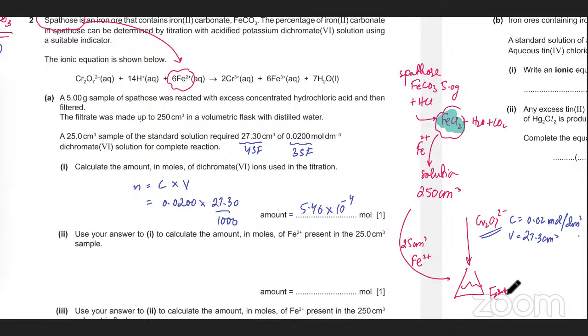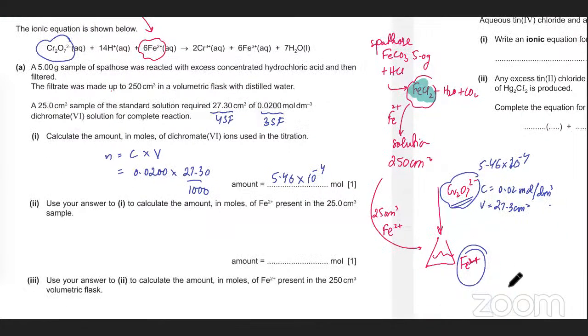Now you found the moles of dichromate(VI). We found the moles, and we are getting 5.46 times 10 to the power minus 4. Now he's asking us to find the moles of Fe2+ that are in the flask, and he's given us the equation. So Cr2O7 and Fe2+ have a ratio of 1:6. So the amount of Fe2+ in the flask would be 6 times this. So how much do we get?